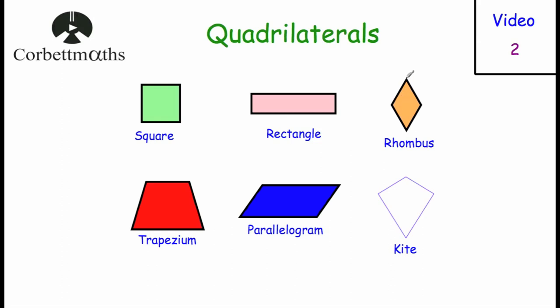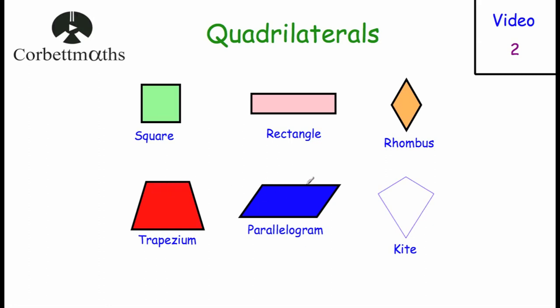Now we've got a rhombus. With a rhombus, all the sides are the same length. It's got two lines of symmetry, so down through the middle and across. It's got an order of rotational symmetry 2, and in terms of the angles, the opposite angles are the same size. Our next shape, so we've got a trapezium, and the trapezium has one pair of parallel lines, so the top and the bottom of this trapezium are parallel to each other. Also, sometimes it has a line of symmetry, so this trapezium does have a line of symmetry, a lot of the time it doesn't. It would have order of rotational symmetry 1.